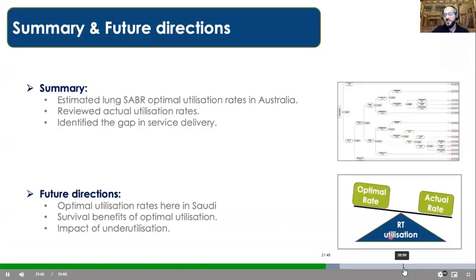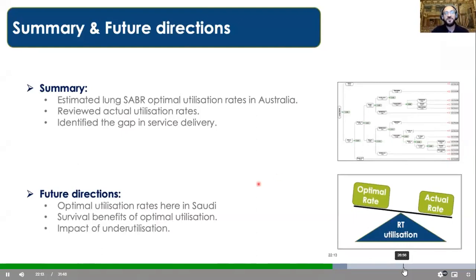And so just to summarize, we used an evidence-based approach to calculate the optimal utilization rate or the demand for lung SABR in Australia. We looked at the actual utilization rate in our local center and in different countries, and we found that there was still quite a big gap between the optimal and actual utilization rate. And so we have this great curative treatment, and unfortunately, it's very underutilized.